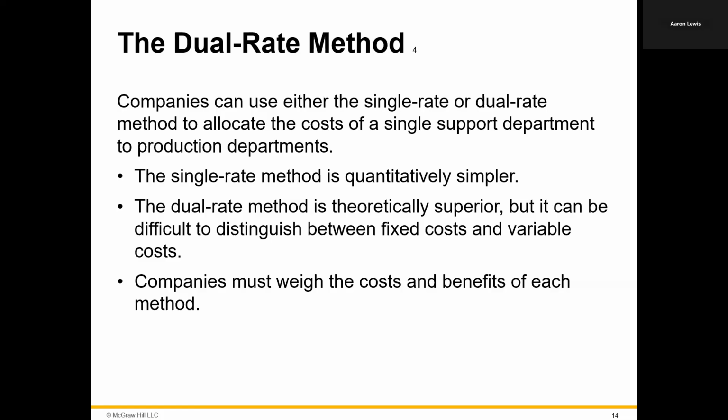And you have the option of doing both of these. Both of them are a perfectly reasonable way to do it. You would use the single rate method for one thing because it's simpler. You can get those numbers done faster. Dual rate method is theoretically the better way to go because it takes more points into consideration. It definitely distinguishes between the nature of how fixed costs are incurred and how variable costs are incurred, but it does require more time and complexity to calculate.